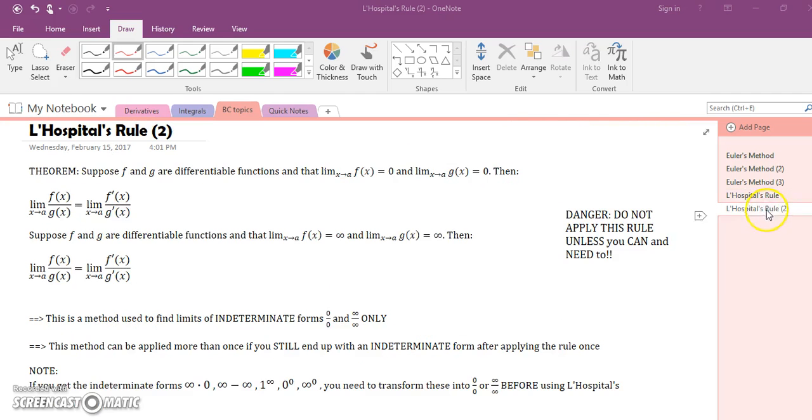So let's figure out what L'Hopital's rule says. Now there is a proof for this. We're not going to do the proof. I'm just going to tell you what it is. There are proofs out there though. So first of all, f and g have to be differentiable.